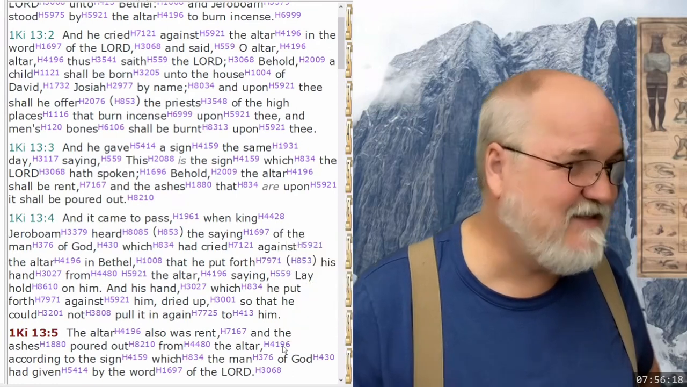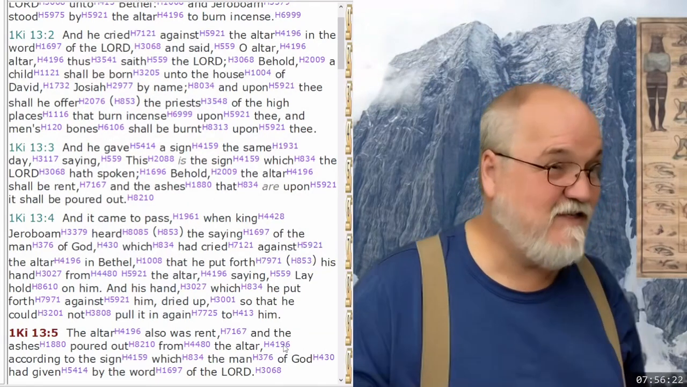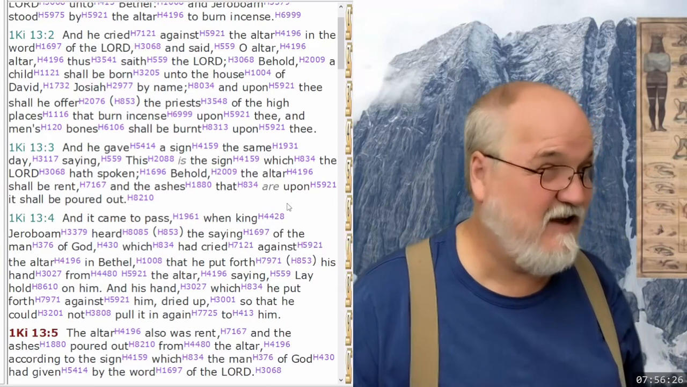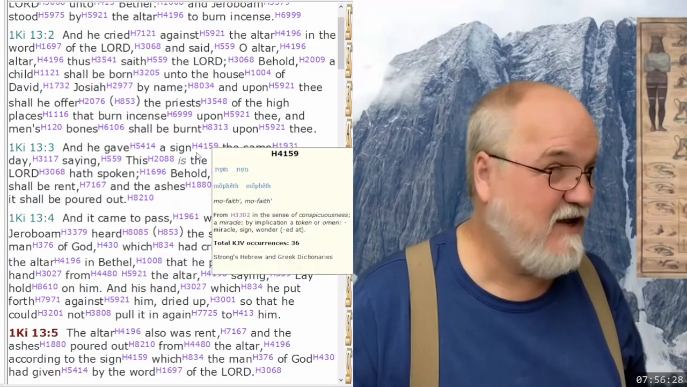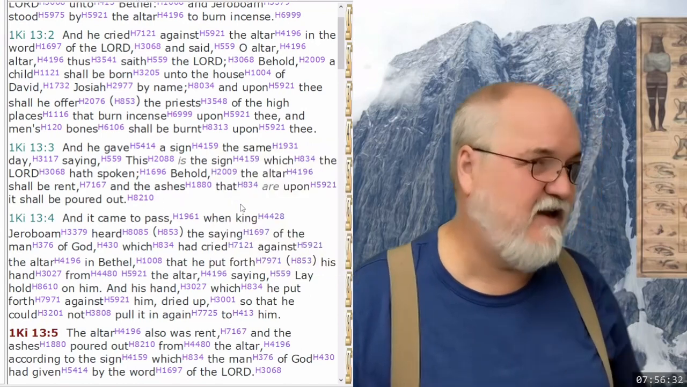Now, so what is the sign specifically? Because it says that there is a sign, according to the sign. So what is the sign? He gave a sign the same day. The altar shall be rent. What is this sign representing?